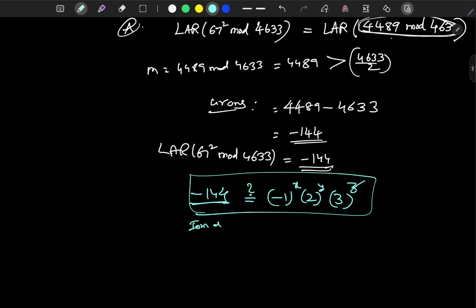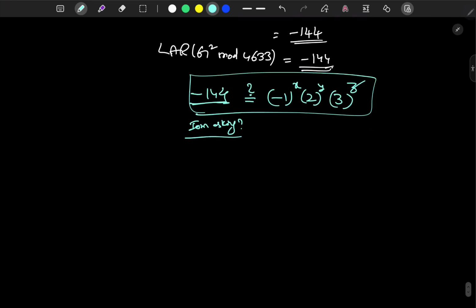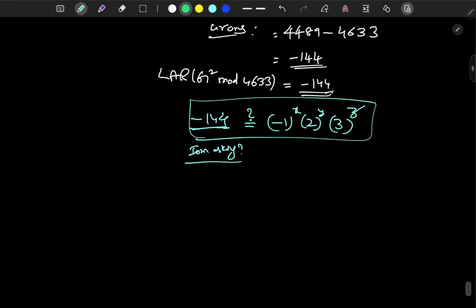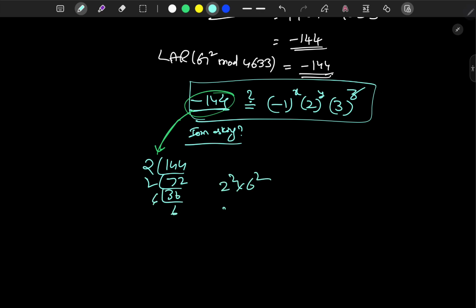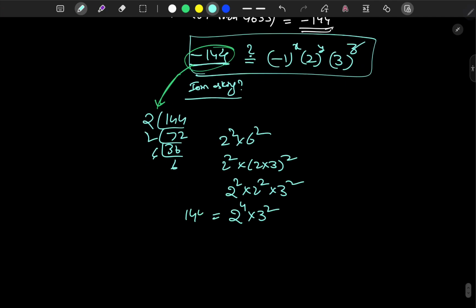I am asking you, you have to tell me. Just for fun, factorize. What will happen? 144 is 12 square, that is 2 square into 6 square, 2 square into (2 into 3) square, that is 2 square, 2 square, 3 square, that is 2 power 4 into 3 square. So minus 144 will be minus 1 into 2 power 4 into 3 square.